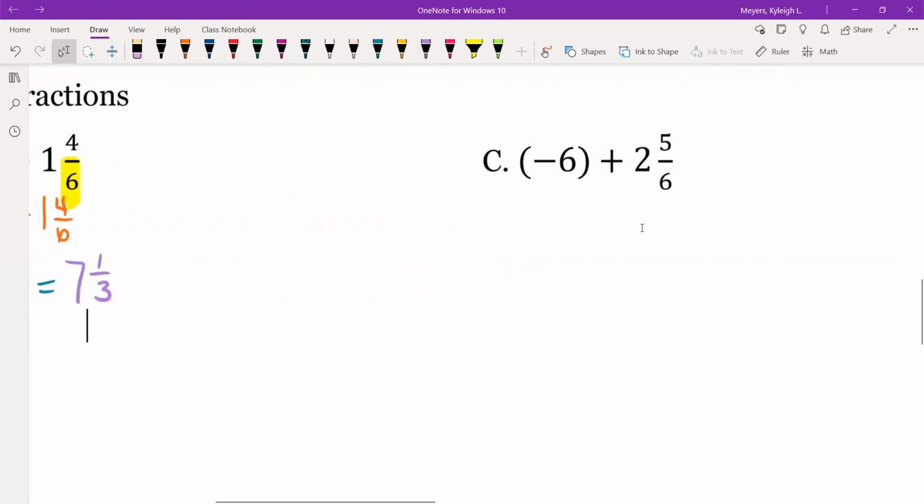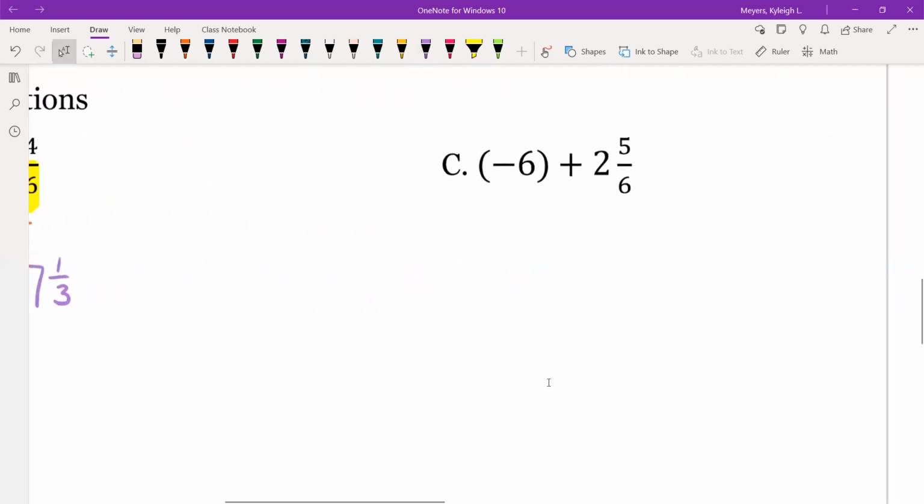I want you to try C, but I'm going to warn you, C is kind of tricky. So pause and try C for me.